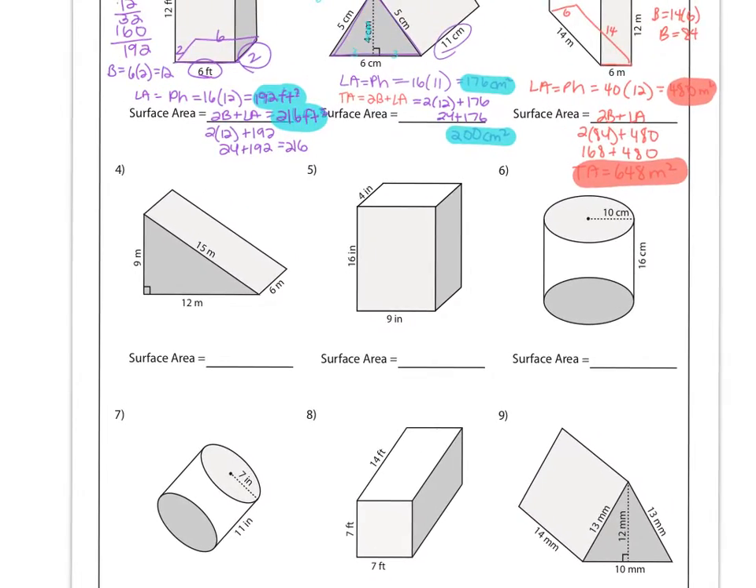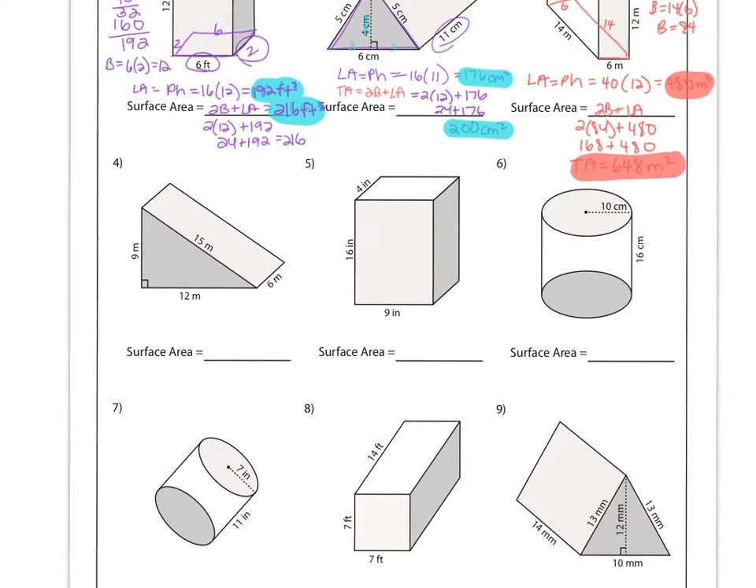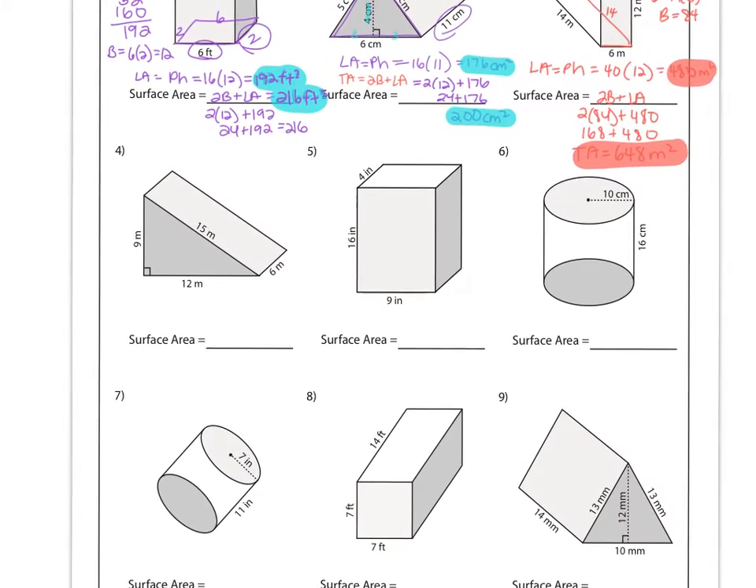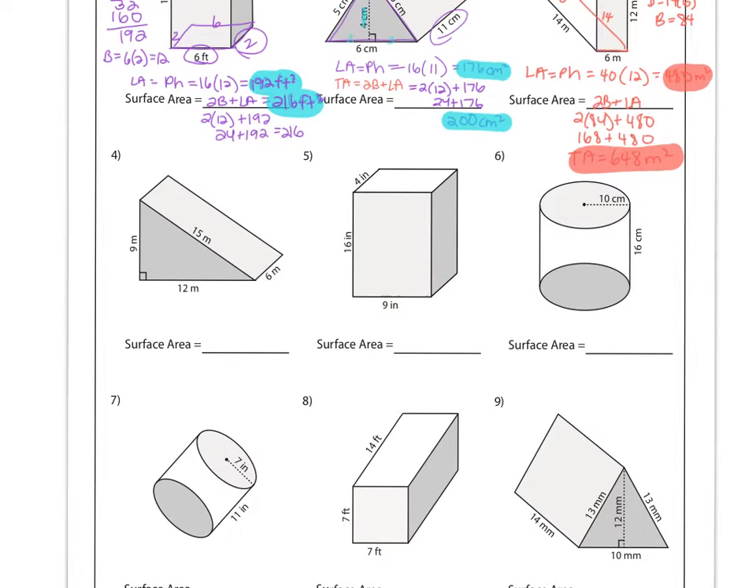All right, so I want you to circle 4, I want you to circle 5, I want you to circle 6, and I want you to circle 9. 4, 5, 6, and 9.